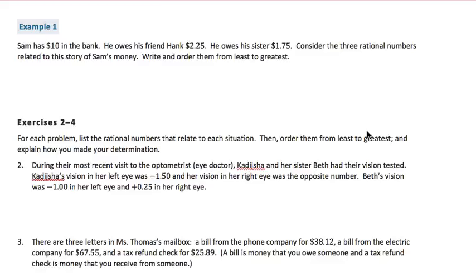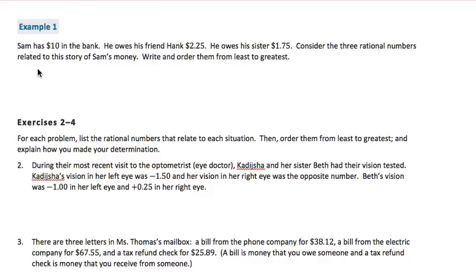In Module 3, Lesson 8, we're going to continue ordering integers and rational numbers. So in example 1, Sam has $10 in the bank. He owes his friend Hank $2.25. He owes his sister $1.75. So considering the three rational numbers, we need to write and order them from least to greatest.